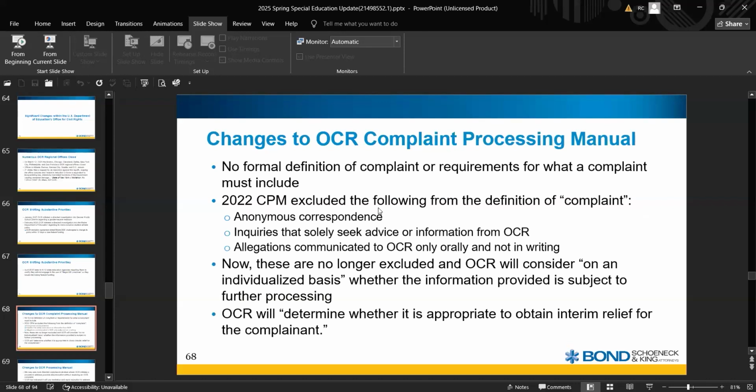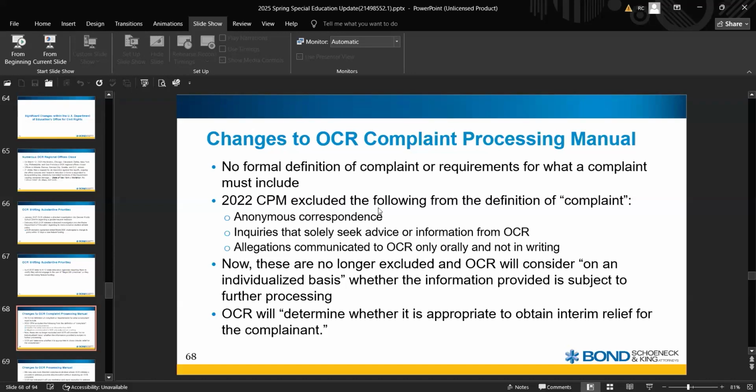So the other big change on the horizon is that OCR's Bible, so to speak, for their own operations is the OCR Case Processing Manual. And because it's their own case management manual, OCR can unilaterally change that manual without any act of Congress or formal regulatory change or anything like that. So shortly after the administration switched, the 2022 case processing manual was repealed. A new case processing manual was drafted. And there are some significant changes in the operating procedure that OCR is going to be using.